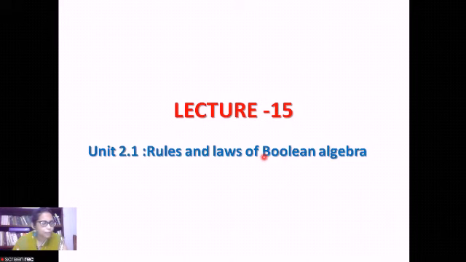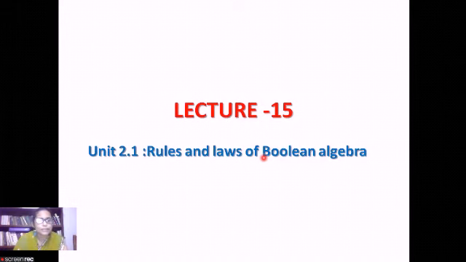Next, moving from the logic gates, we have come to unit 2, that is the Boolean algebra. In the Boolean algebra, we have seen the overview of the Boolean algebra and also the laws of the Boolean algebra, like the distributive law, the absorption law, the consensus law, and the De Morgan's theorem. The De Morgan's theorem is a very important part in the case of Boolean algebra, and it has wide applications for minimizing the Boolean algebra expressions.